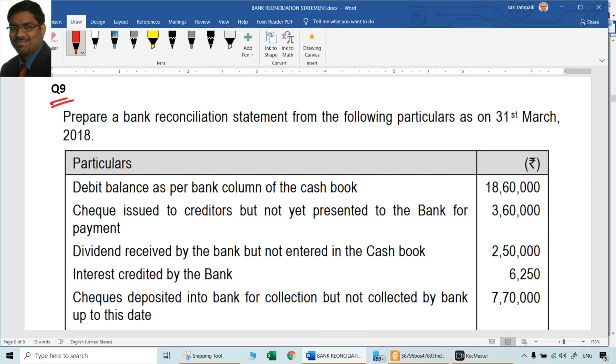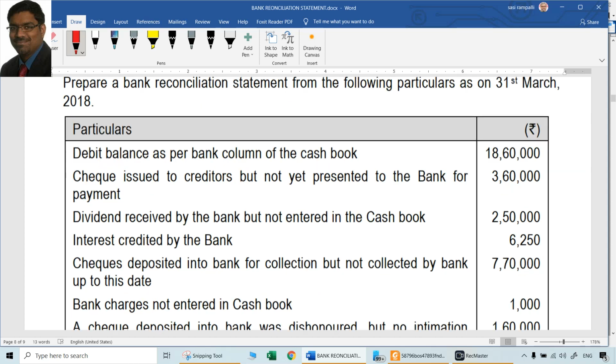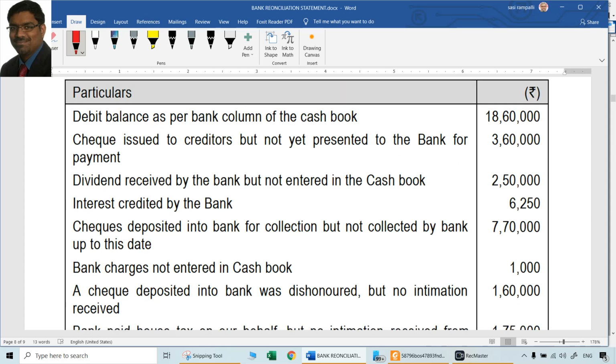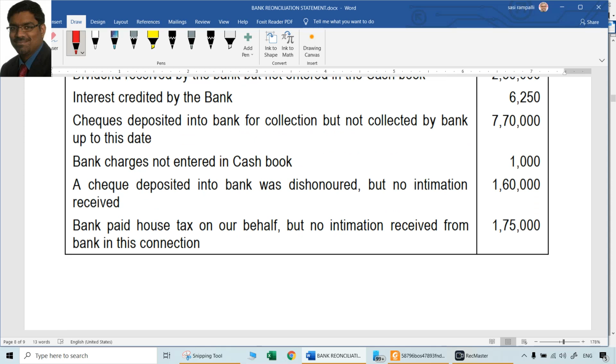Now, move on to question number 9. Prepare a bank reconciliation statement from the following particulars as on 31st March 2018. Debit balance as per bank column of the cash book. Debit balance means it is a positive balance. For the cash book, debit balance means positive balance.